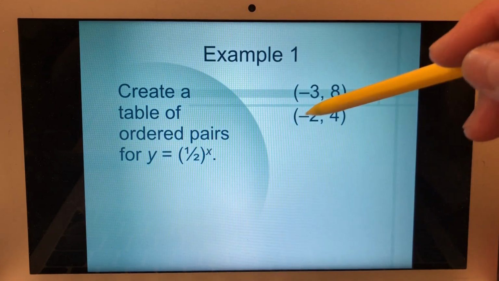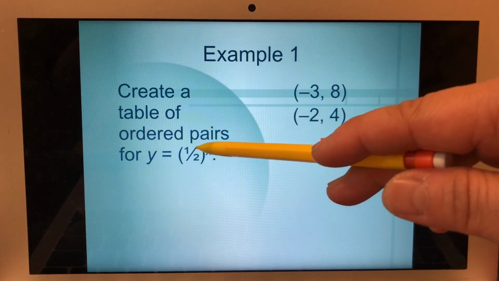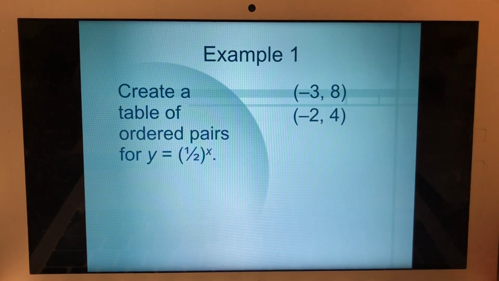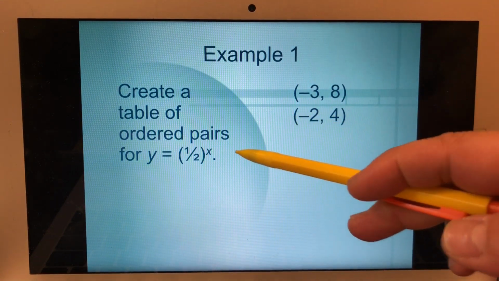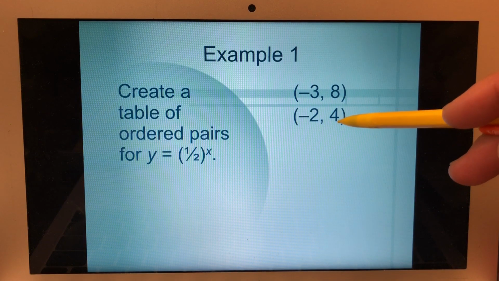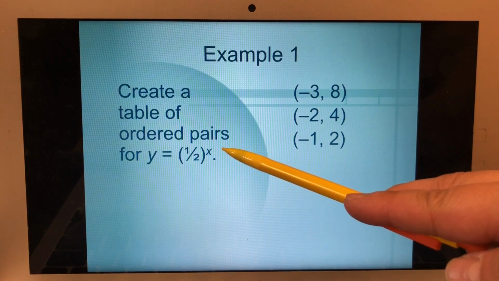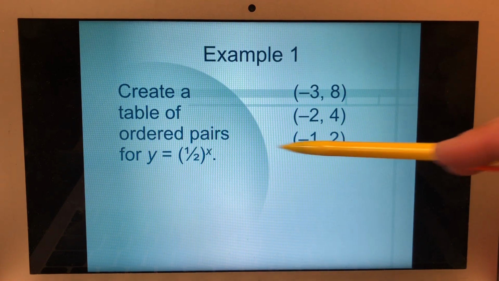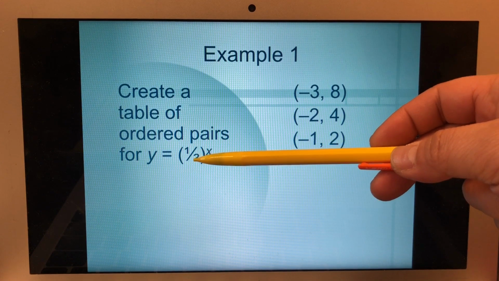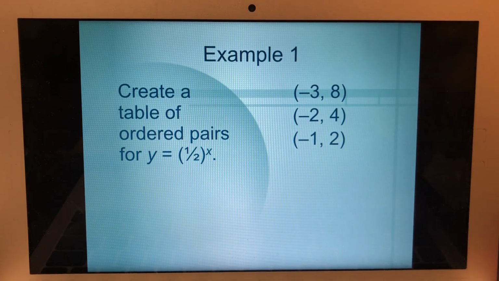1/2 to the negative 2 power means I'm going to find the reciprocal, flip it, and then square it. Okay, so 2 squared now is going to be 4. Then 1/2 to the negative 1 power, I just basically, negative 1 power means find the reciprocal. So 1/2 becomes 2.